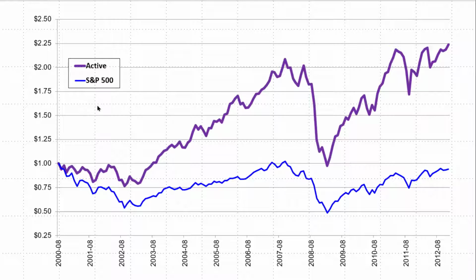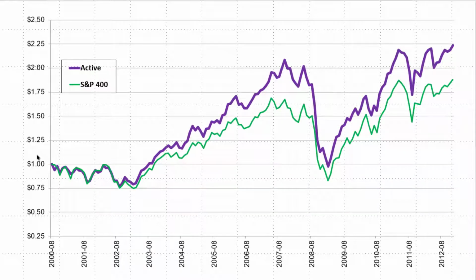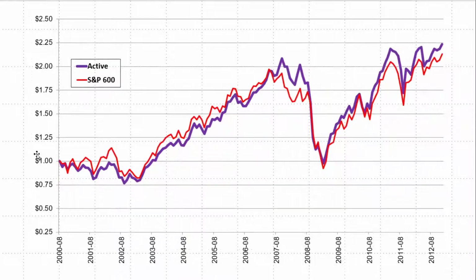This is the same chart that they sent us, and I did $1 and they did 100, but same thing. And then I ran it against the S&P 400 mid cap, and then I ran it against the S&P 600 small cap, and this is pretty similar.